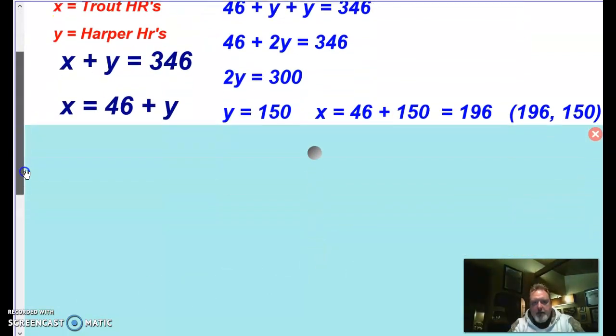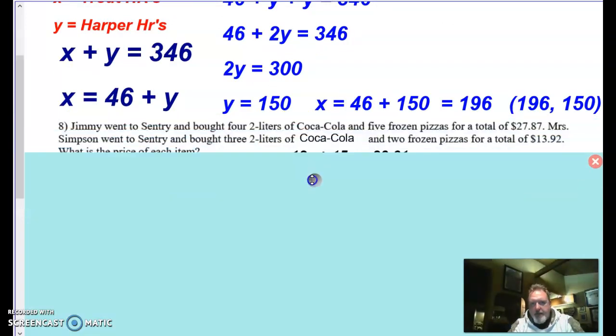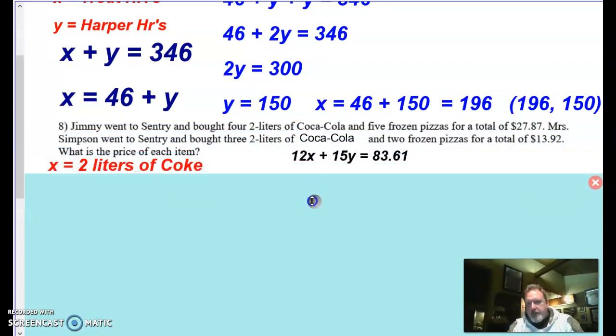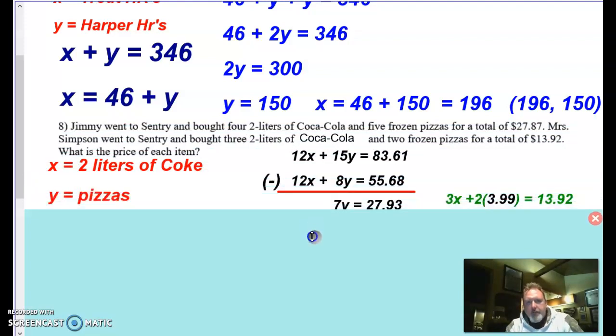Alright, second word problem. Let's bump this down here a little bit. Now we're going to Century here for 2-liter bottles of Coca-Cola and frozen pizzas. So we've got two different items. We'll let X be the 2-liter. Doesn't matter what the size is. It could be an 8-ounce bottle. It could be a can of Coke, 2-liter bottle. Doesn't matter. So if you just put Coca-Cola here and said 2 liters, that's fine. Y is our pizzas.